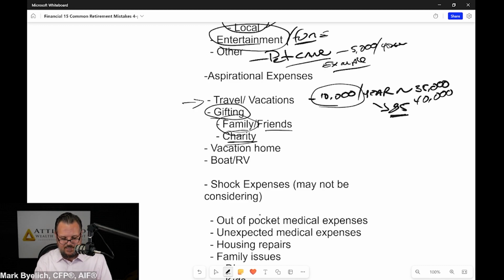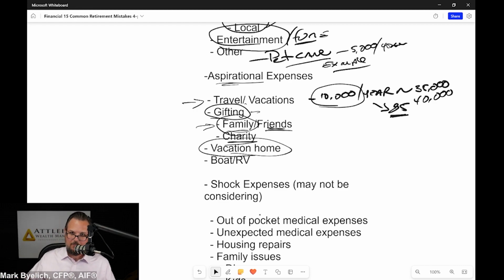But we have these aspirational expenses, and that's family, friends, gifting, travel, maybe a vacation home. You might want to buy a house in, a lot of people are avoiding Florida now because of the cost of insurance, but it could be anywhere, folks. We're going to have a trip to Arizona in a few months.